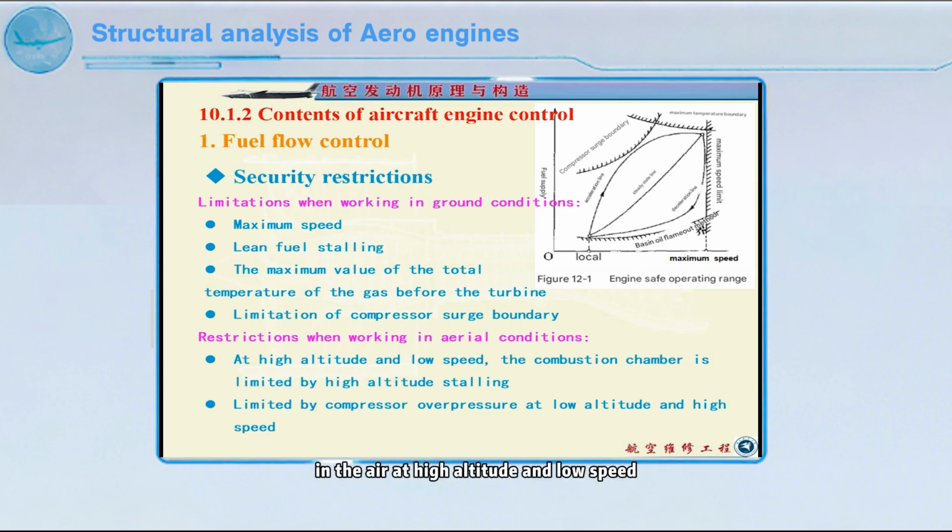In the air, at high altitude and low speed, it is limited by flameout of the combustion chamber at high altitude. At low altitude and high speed, it is limited by compressor overpressure.